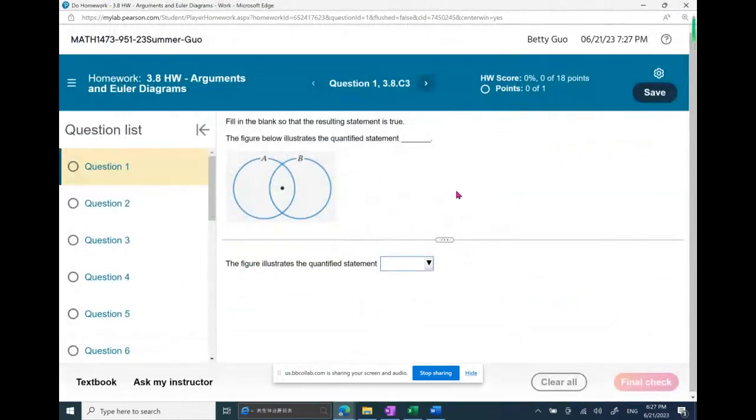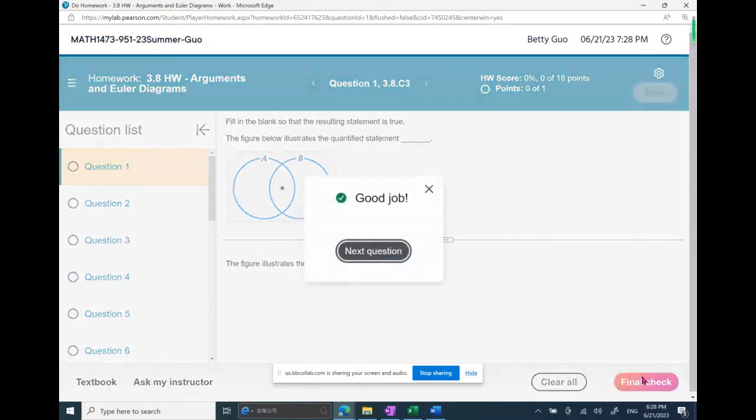Okay, let's get started. Fill in the blank such that the resulting statement is true. The figure below illustrates the quantified statement: Some A are B. Some A are B, right? Because it's stressing the dot. The dot is in a common region of A and B. That means some A also belong to B. So, some A are B.